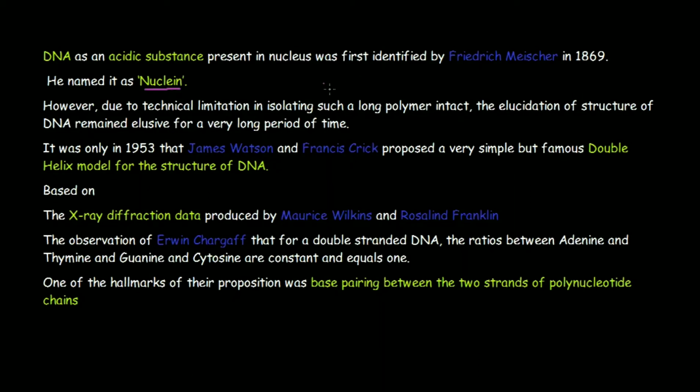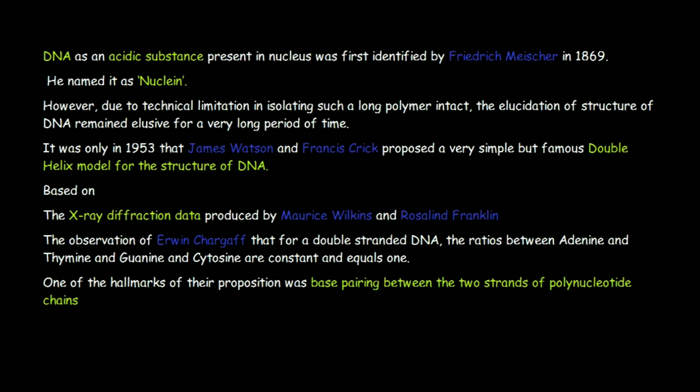So DNA, as an acidic substance present in the nucleus, was first identified by Friedrich Miescher. He named it nuclein. So Friedrich Miescher was the first one to identify that there is some acidic substance which is present in the nucleus, and he named it nuclein.